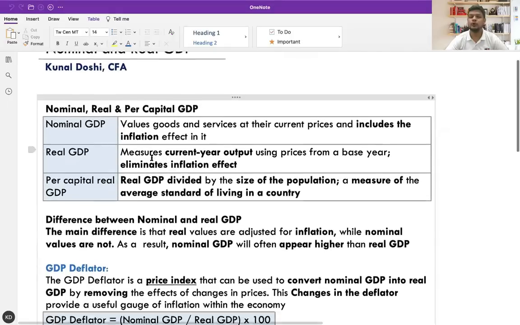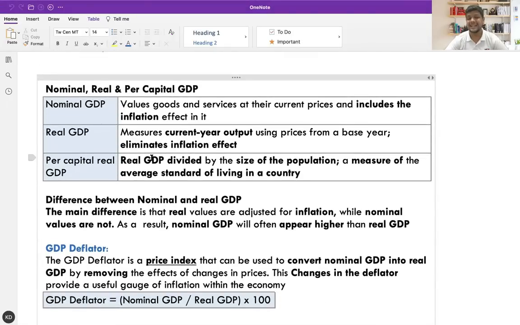So now let's move towards the most important section, that is what exactly GDP measurement is. Well, we know from quants the Fisher effect, which tells us that nominal interest rate is a combination of two things: real interest rate and inflation. In the same way, nominal GDP is a combination of two things: real GDP and inflation.